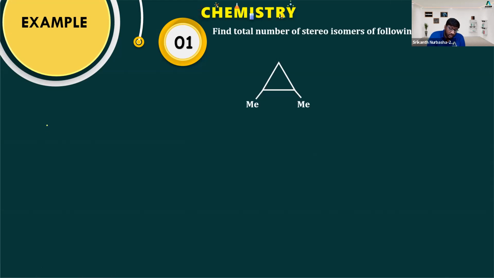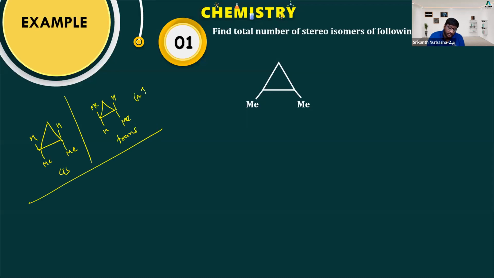Is this a compound? Check this out. Here we have methyl, here we have hydrogen, here we have methyl, here we have hydrogen. We can also have this scenario: we have hydrogen, methyl, hydrogen, methyl. So these are nothing but cis and trans, or not? This is trans, if you look for geometrical isomers.